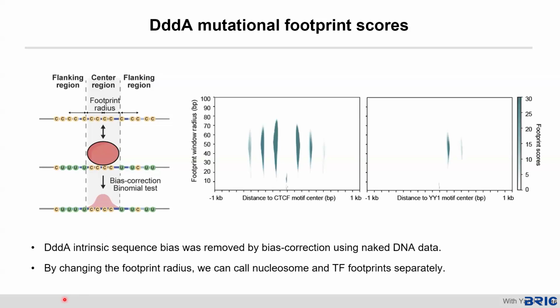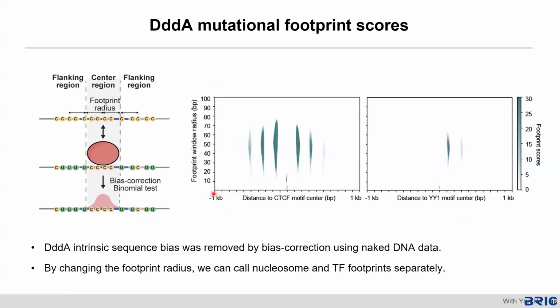So using the DDD whole genome sequencing data, I observed the aggregate nucleosome and transcription factor footprints. We saw the regions that are centered around CTCF or YY1 binding sites. One thing that's very useful about this technique is that by changing the footprint window size, we can detect the different sizes of protein footprints separately.